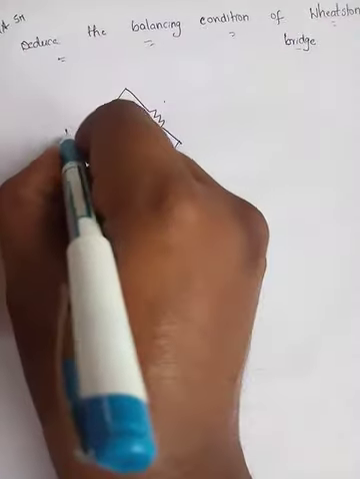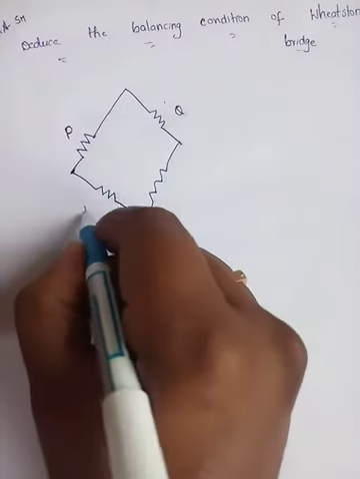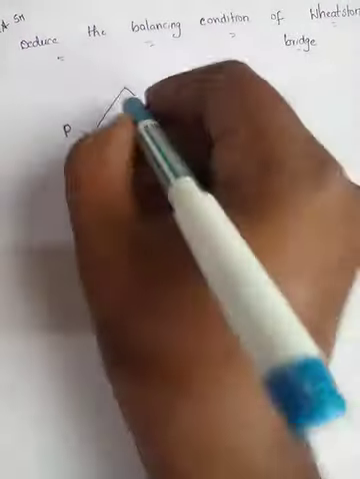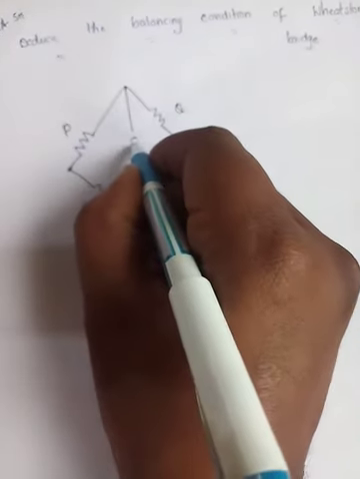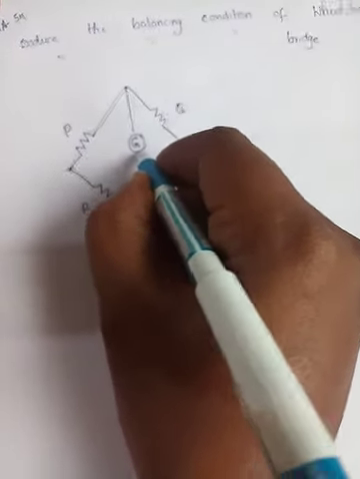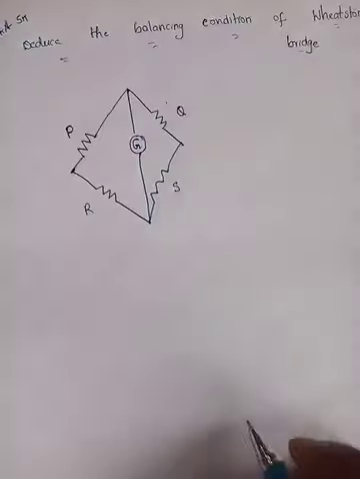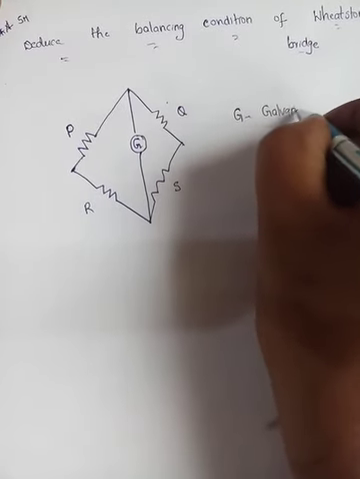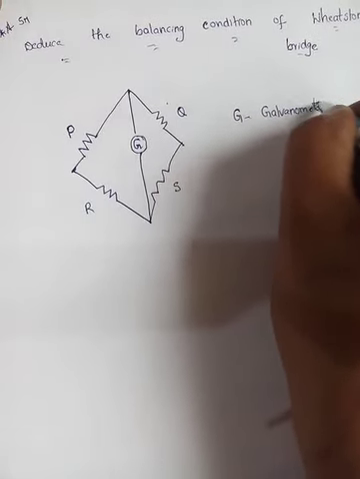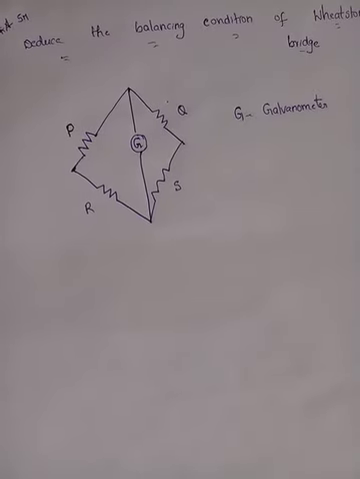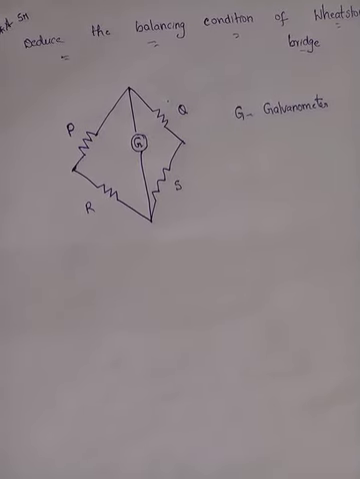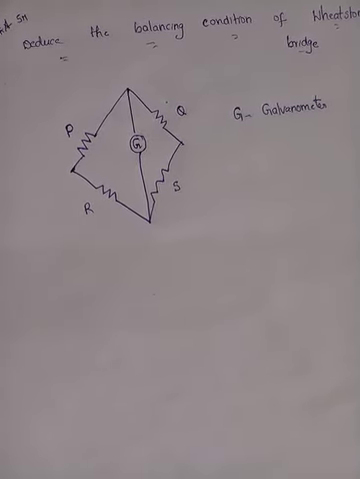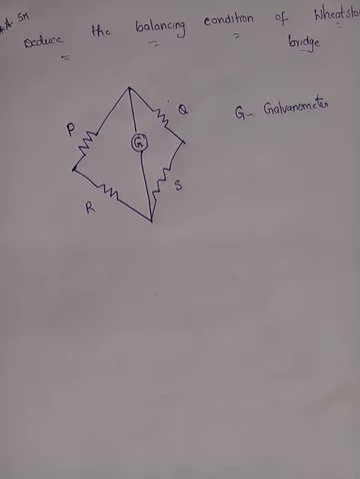Let us give the names of these resistors as P, Q, R, S. In between these resistors, we connected a new device. We don't know about this device till now; that is called G. G is called a galvanometer. It is a device used to detect the flow of current, whether the current is flowing through a circuit or not. It has the ability to find the direction of current.